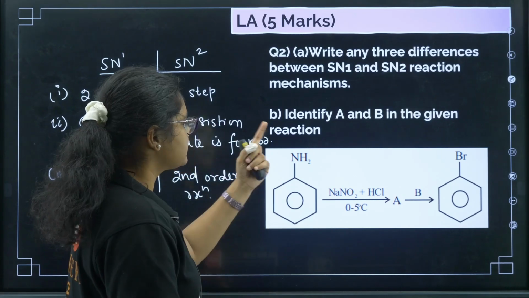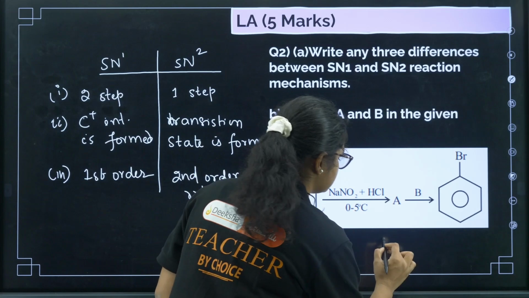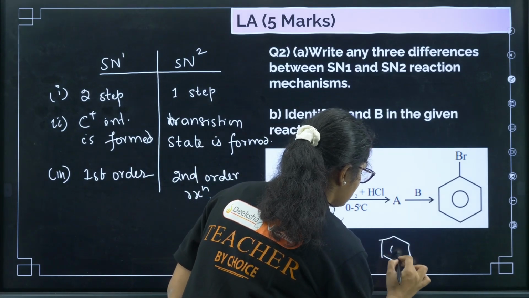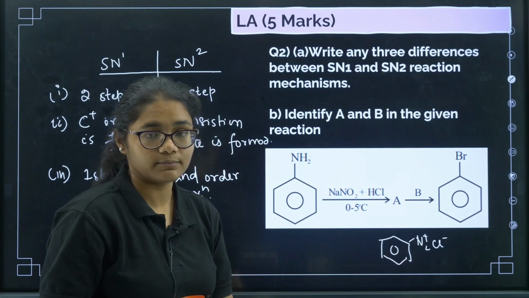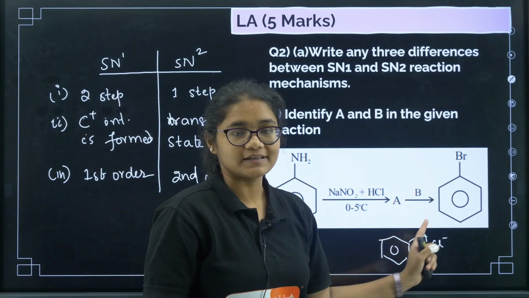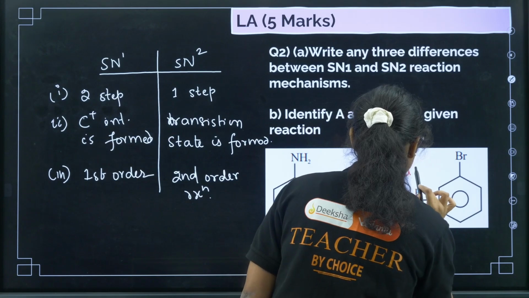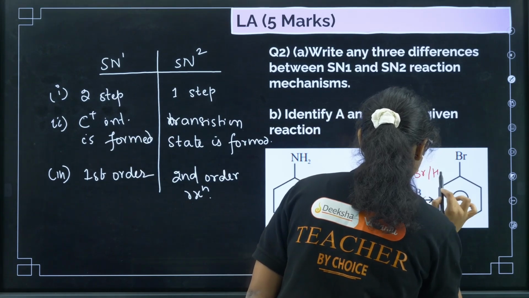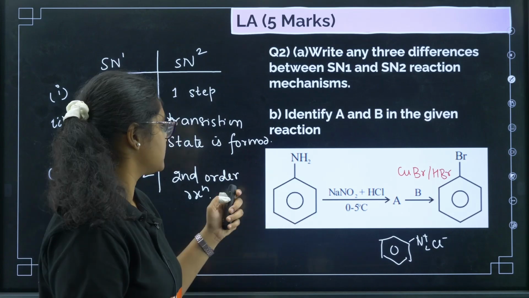Okay, next identify A and B in the following reaction. So this is NaNO2 and HCl. This one will give you N2+ Cl-, benzene diazonium chloride. Now this one is your Sandmeyer reaction. For this one you need CuBr in presence of HBr. Okay, so that will be your Sandmeyer reaction.